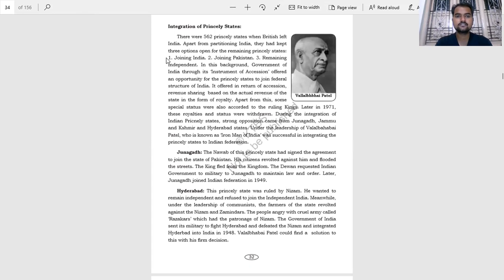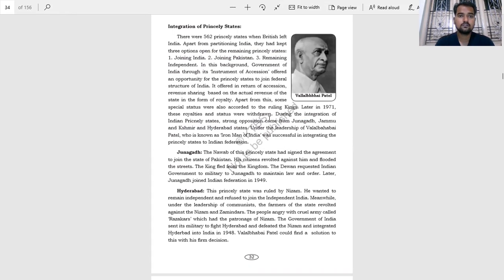Out of those, three princely states said, we don't join India, or we don't join Pakistan, we remain independent. Those three princely states were Junagadh, Jammu and Kashmir, and Hyderabad Nizam. Junagadh, Jammu and Kashmir, and Hyderabad were the states who wanted to remain separate and independent. They didn't want to sign the instrument of accession of the Indian government.